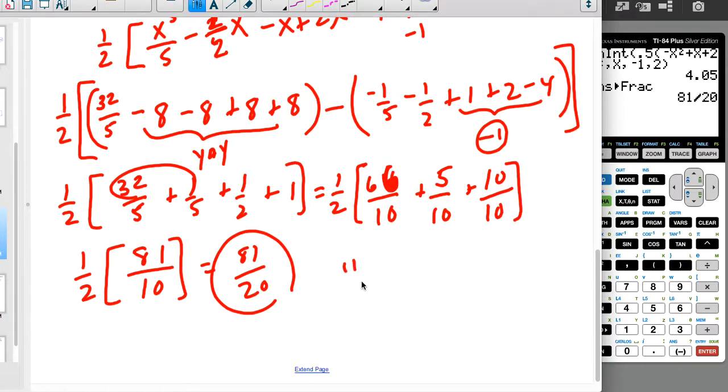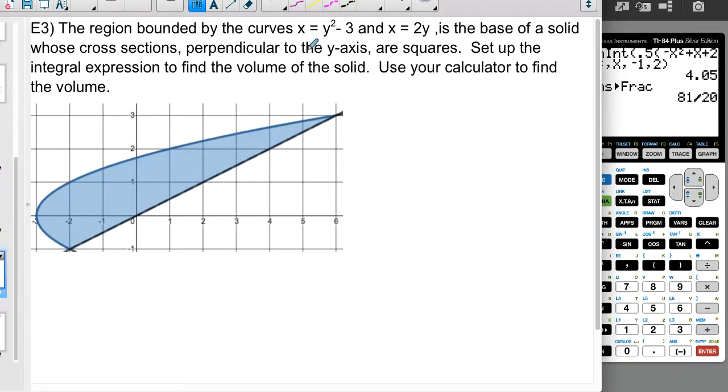That's exciting. Yay. Okay, so you probably all skipped this, and I was doing this for myself, but it's fine. All right, so E3. The difference here is now we're perpendicular to the y-axis. And the big hint that that's happening is that things are in terms of y instead of in terms of x. So again, it's all about the setup. You're probably using your calculator to integrate, okay? It's all about the setup.